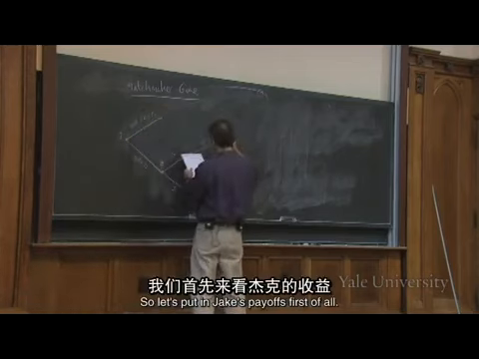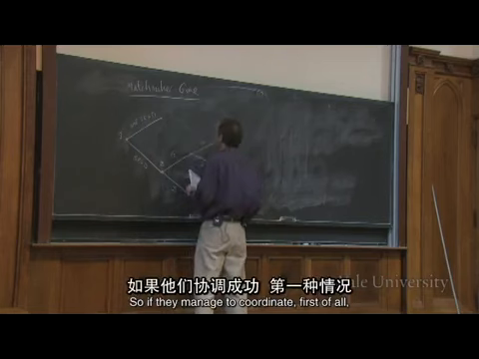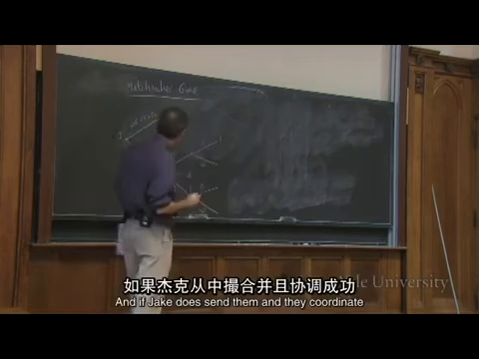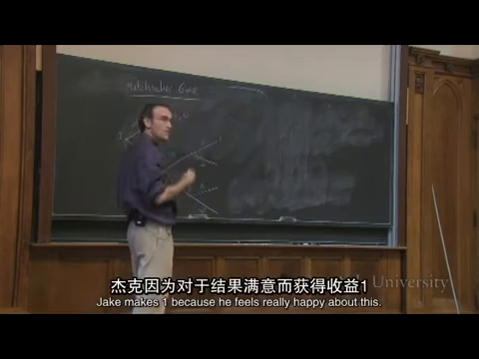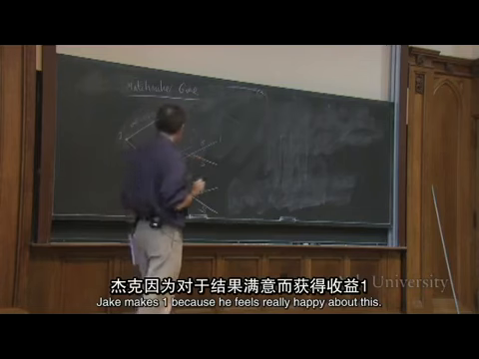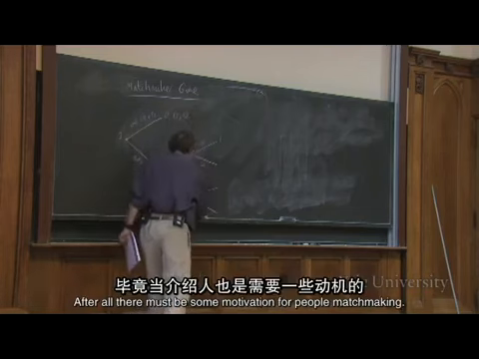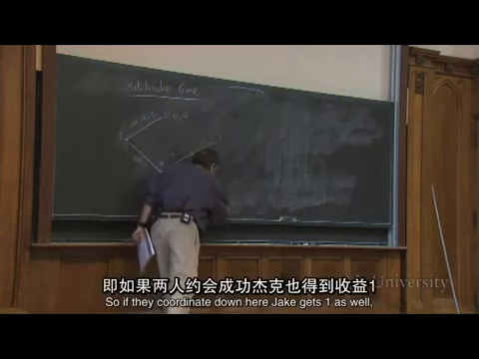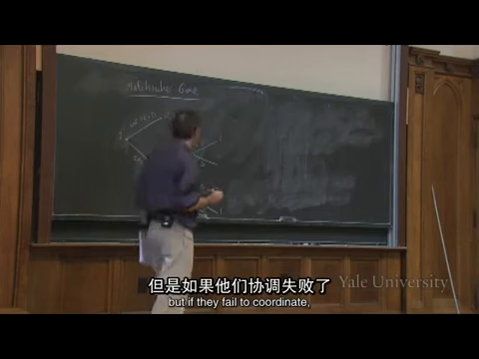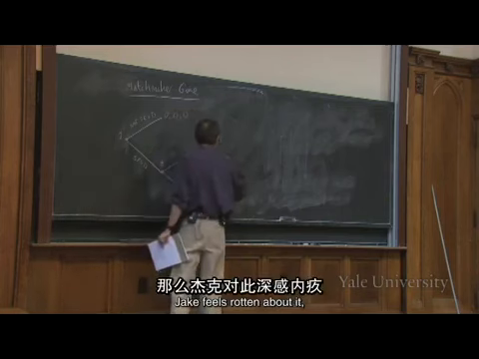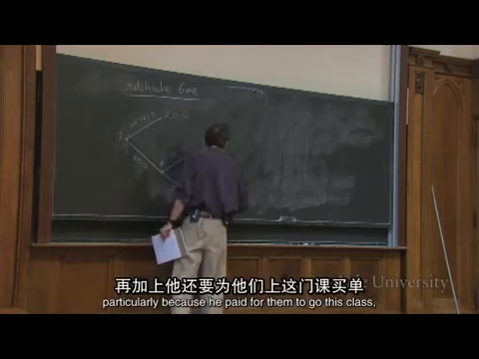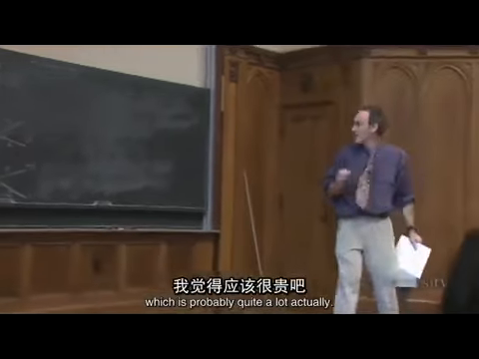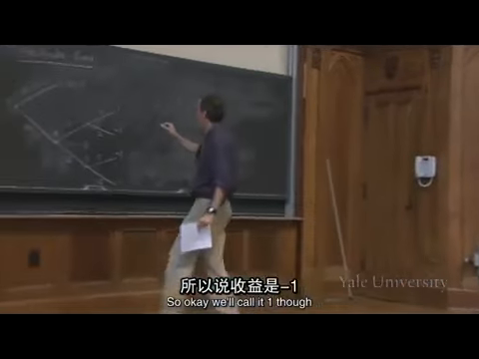So let's put in Jake's payoffs first of all. If Jake doesn't send them, everybody gets nothing. And if Jake does send them and they coordinate, Jake makes 1 because he feels really happy about this. After all, there must be some motivation for people matchmaking. If they coordinate down here, Jake gets 1 as well. But if they fail to coordinate, Jake feels rotten about it, particularly because he paid for them to go to this class, whatever the cost of a class at Yale is, which is probably quite a lot, actually. I don't know. Okay, we'll call it 1, though.